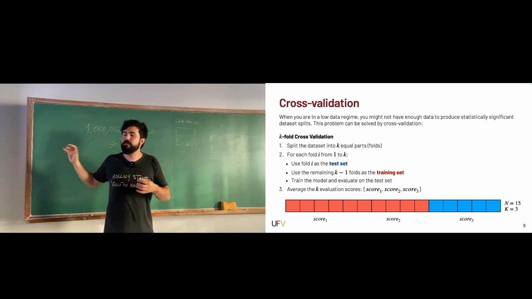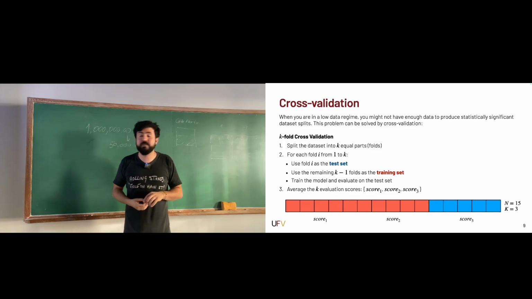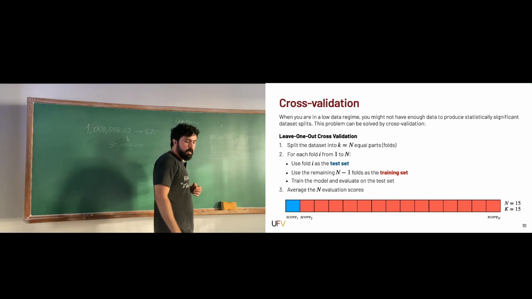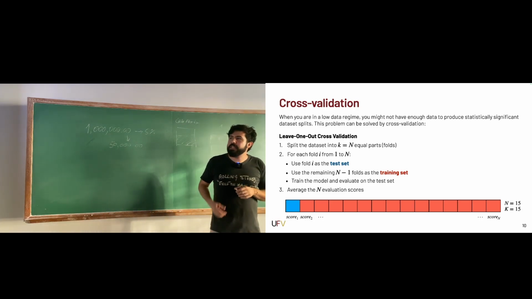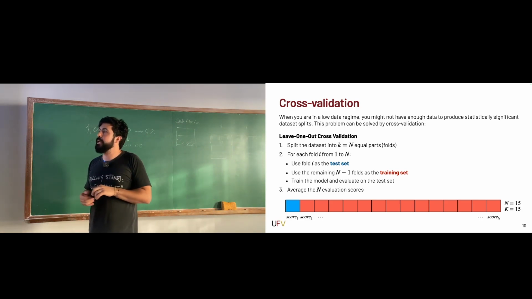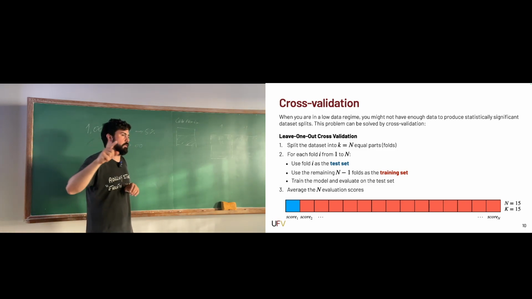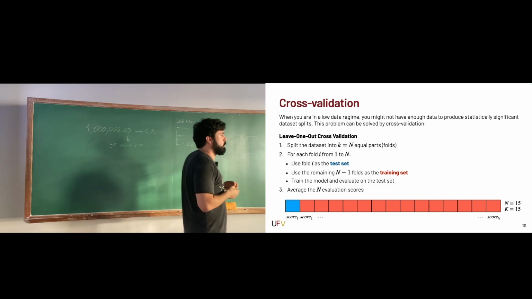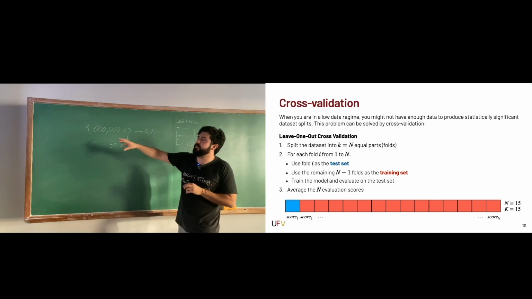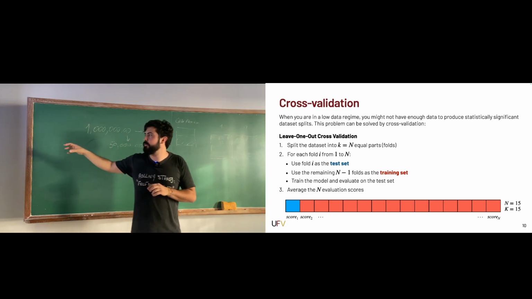So this is a way for you to run different experiments and evaluate your model in different scenarios. A very special case of k-fold cross-validation is when k equals n. That means that your fold has size 1. In this case, we have 15 data points, so we would have 15 scores.